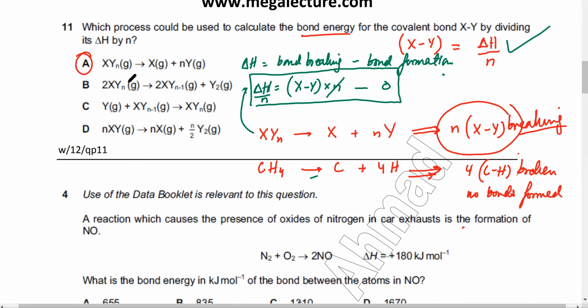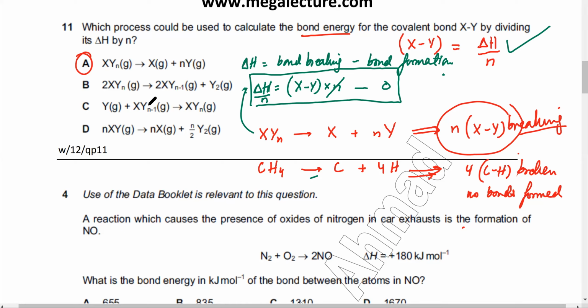Why are the other ones wrong? Because in the other ones, you would need the YY bond energy. Look over here. You have to form the YY bonds, so that bond energy would be needed. Same over here as well. The Y and Y bond energy would be needed.